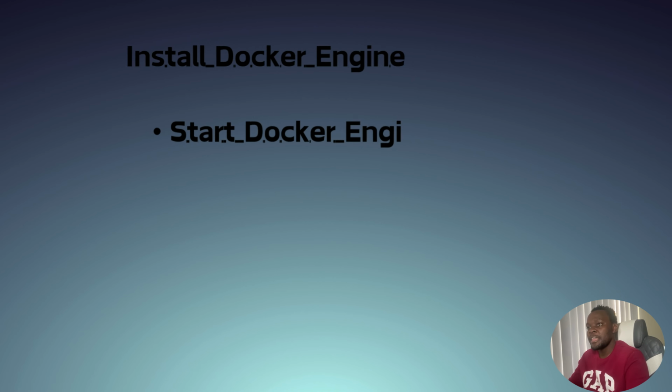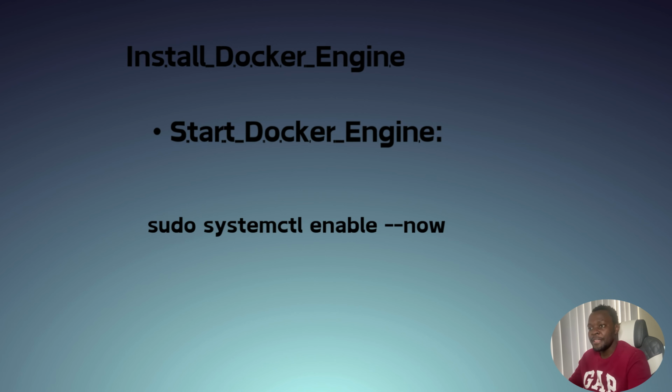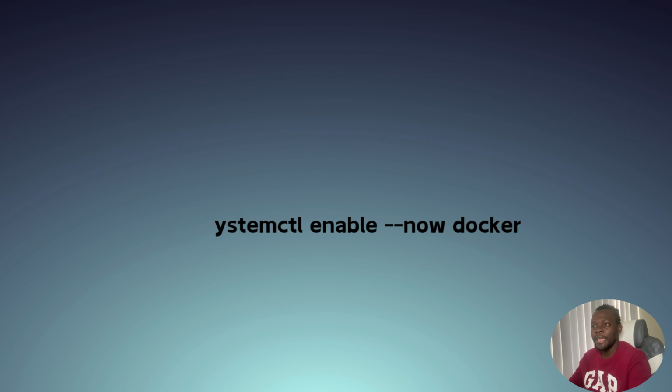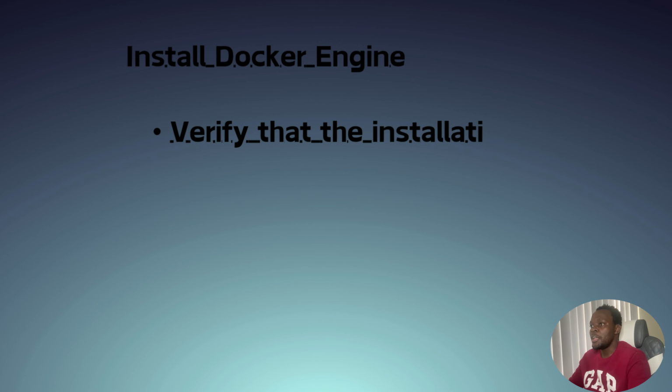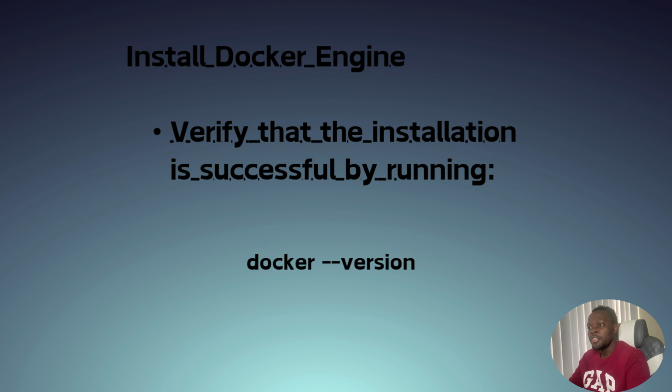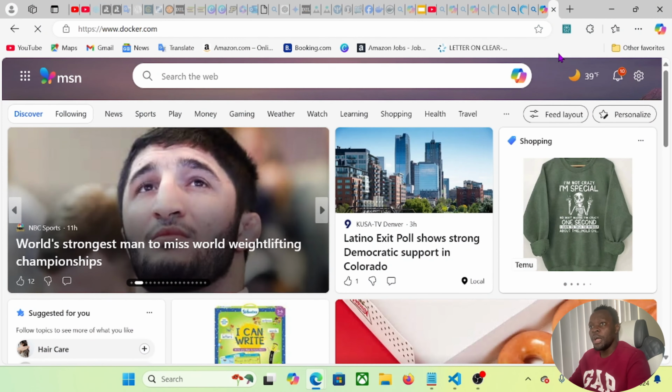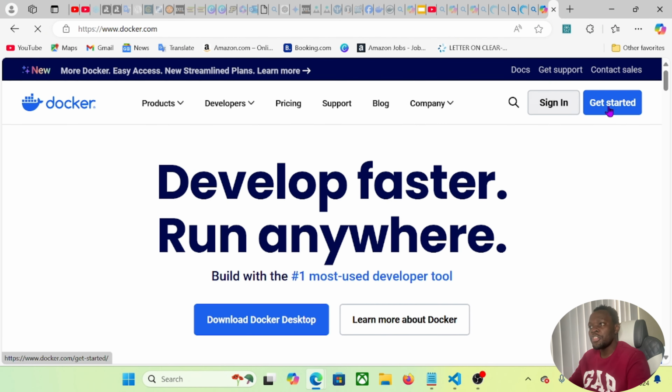Okay, and when you have installed your Docker packages, you're going to start your Docker engine using the systemctl enable command. After that, you're going to move on to the next step, which is to verify that the installation is successful by running the command docker --version. So we're going to move on to the Docker documentation right now.